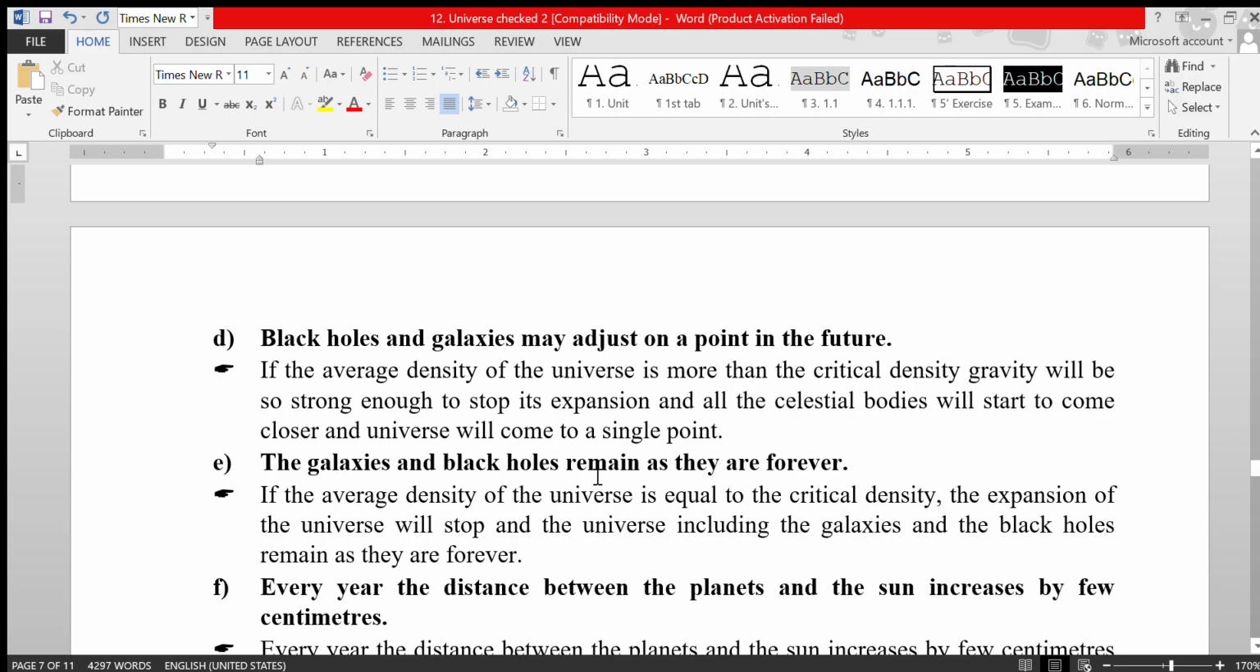Galaxies and black holes remain as they are forever. If the average density is equal to the critical density, the expansion of the universe will stop, and the universe, including the galaxies and the black holes, remains as it is forever.